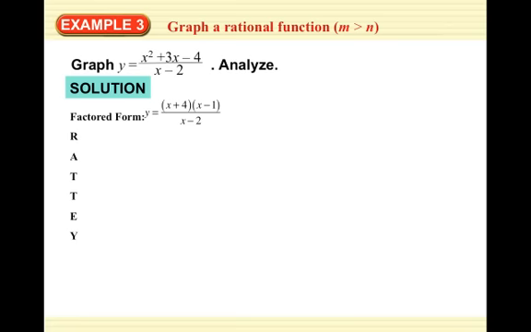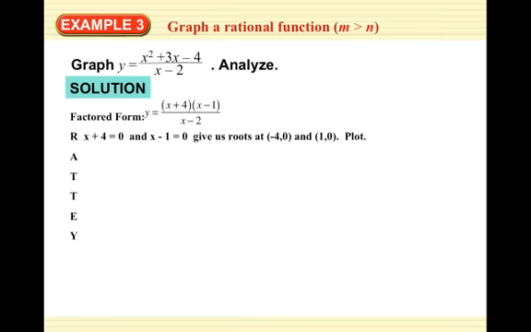R is for roots, and we start at the top. We set each factor equal to 0, so we get x + 4 = 0 and x - 1 = 0, and so we get roots at -4, 0, because when you solve x + 4 = 0, you get x = -4, and when you solve x - 1 = 0, you get x = 1. So you want to plot (-4, 0) and (1, 0). If you want to go ahead and plot those on your graph, feel free to, and we'll look at those in just a minute.